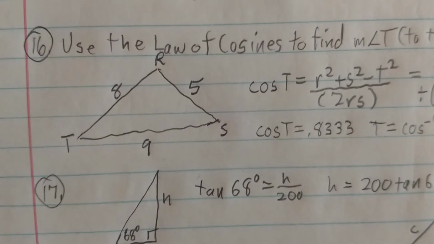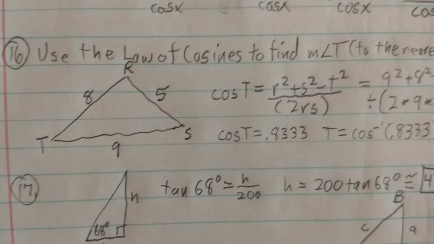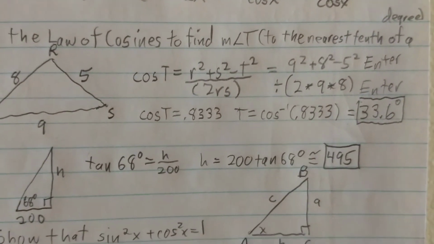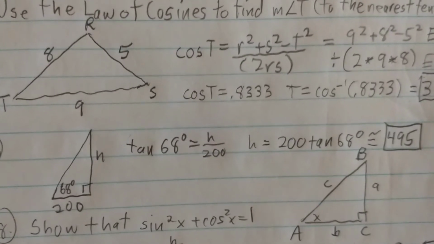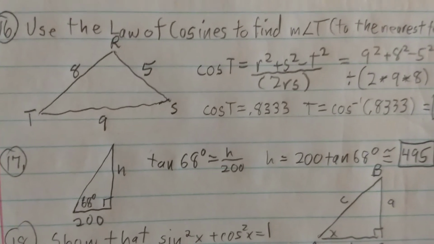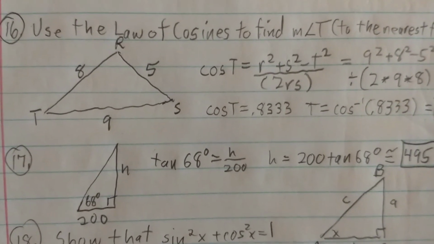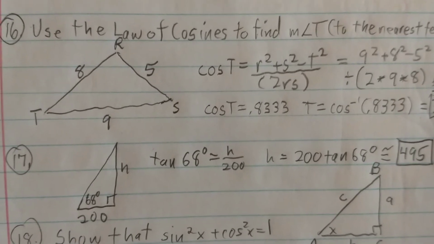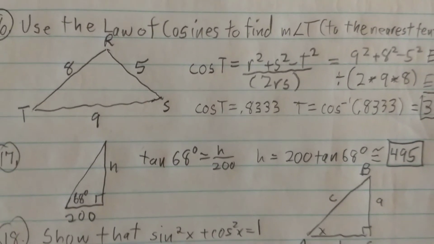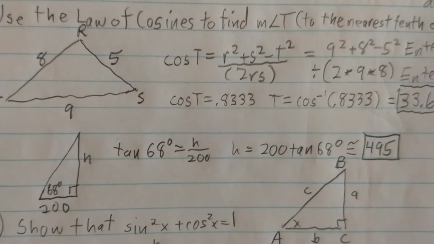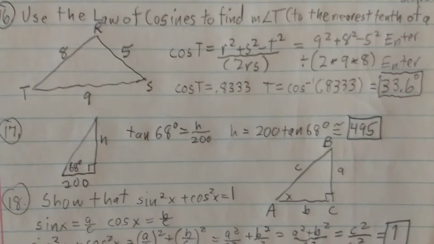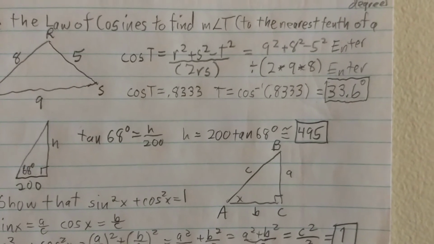Now on 16, it says to use the law of cosines. Here we have all sides given to find angle T to the nearest tenth of a degree. So finding for the angle, remember, it's the two sides that we don't have the angle for, r squared plus s squared, minus the side opposite the angle we're trying to find, t squared, over 2rs. Plugging in our numbers, r is 9, and s is 8, and t is 5. So 9 squared plus 8 squared minus 5 squared.